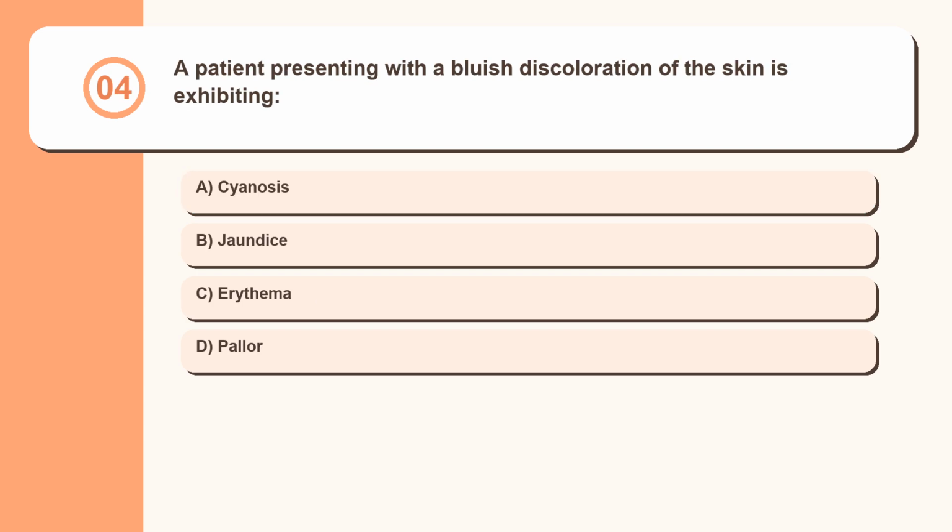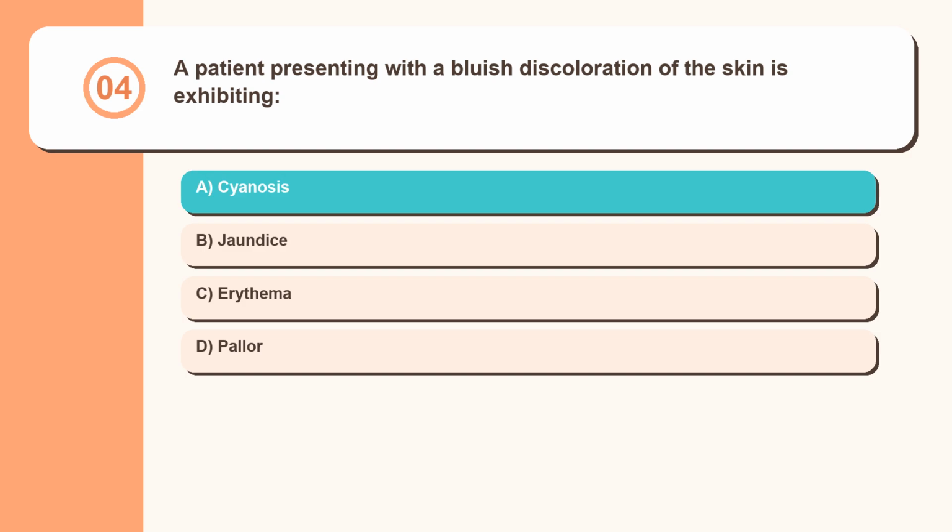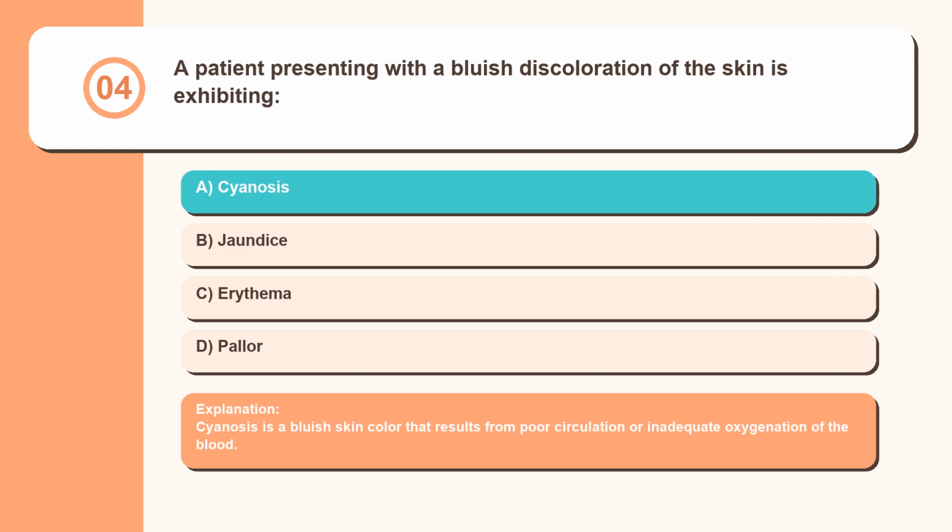Question 4. A patient presenting with a bluish discoloration of the skin is exhibiting cyanosis, jaundice, erythema, pallor. Cyanosis is a bluish skin color that results from poor circulation or inadequate oxygenation of the blood.